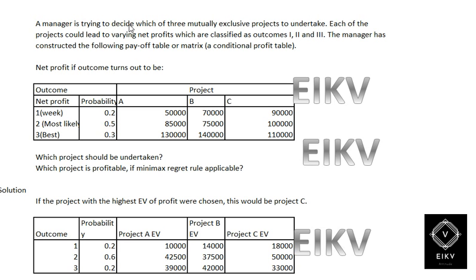So in this illustration, a manager is trying to decide which of the three mutually exclusive projects to undertake. Each of the projects could lead to varying net profit, which are considered as outcome 1, 2 and 3. The manager has constructed the following payoff table or matrix: a conditional profit table.